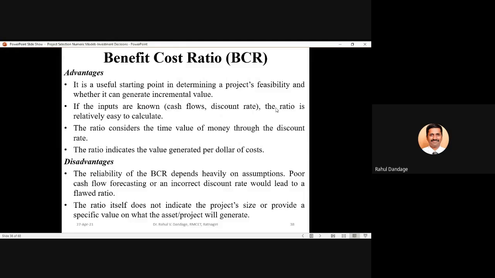There are obviously some limitations or disadvantages. The reliability of this benefit cost ratio depends heavily on the assumptions. Poor cash flow forecasting or an incorrect discount rate will lead to flaws in the ratio value you are getting. The ratio itself does not indicate project size or provide a specific value on what the asset or project will generate.